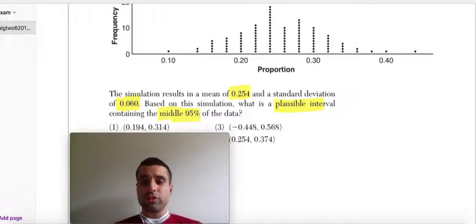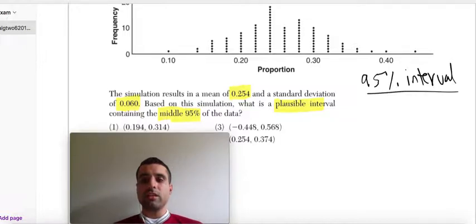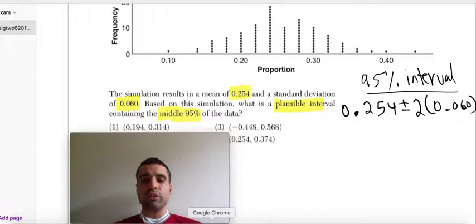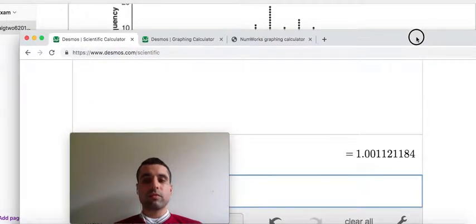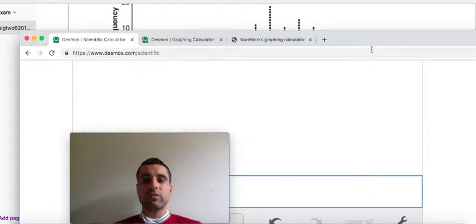In a normal distribution, the middle 95% confidence interval, or the middle 95% of the data, is always going to be the mean, which in this case is 0.254, plus and minus 2 standard deviations, which is 2 times 0.060. Okay, so one of them will be when you do 0.254 minus, and the other will be when you do 0.254 plus, right?